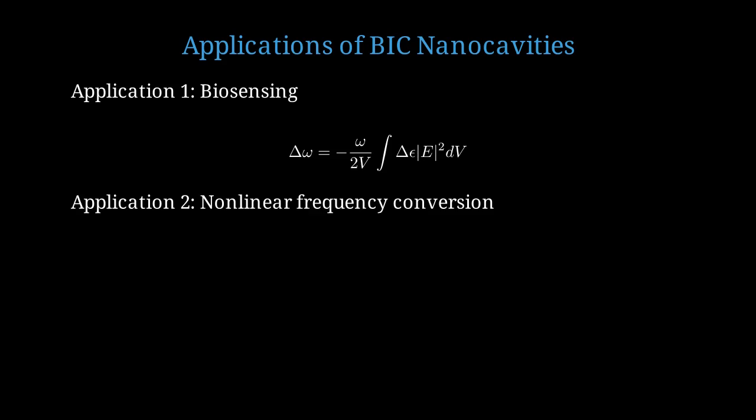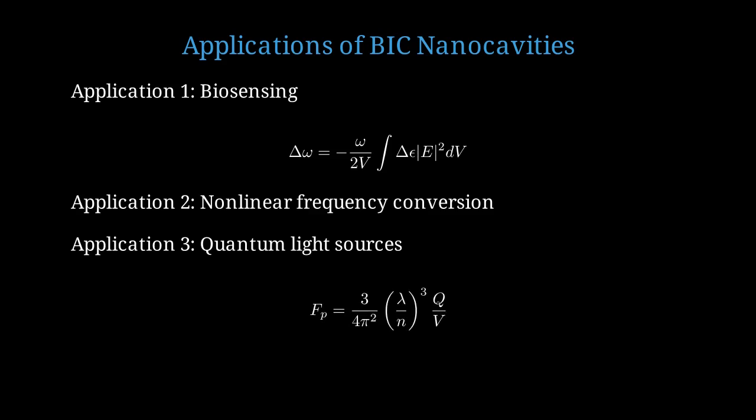Second is nonlinear frequency conversion. The Q-squared enhancement makes it possible to achieve efficient harmonic generation and parametric processes with milliwatt-level pump powers. Third is quantum light sources. By coupling quantum emitters to bound state in the continuum modes, you can achieve strong Purcell enhancement and generate single photons or entangled photon pairs efficiently. The Purcell factor Fp equals 3 over 4π squared times (λ over n) cubed times Q over V. Both high Q and small V contribute to enormous Purcell enhancement.